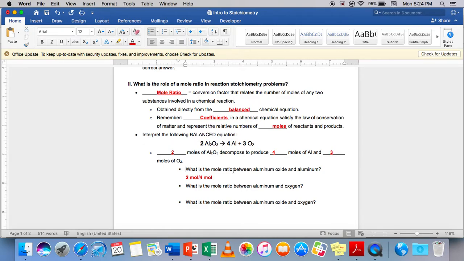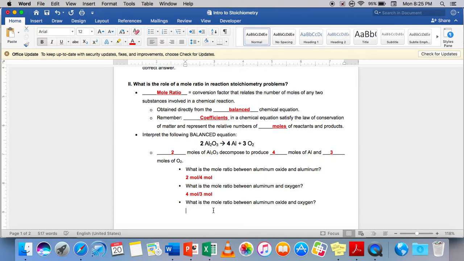Let's look at the second example. What is the mole ratio between aluminum and oxygen? Well, in this case, aluminum has a 4 in front as its coefficient, so 4 moles. Then we have our division symbol, which is going to be our conversion factor. And oxygen has 3, so we're going to put 3 moles. So this mole ratio would be 4/3.